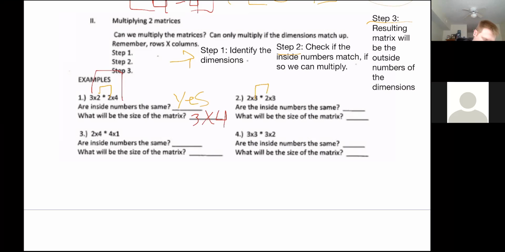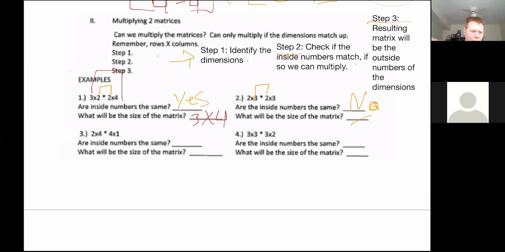But if your inside numbers don't match, so see how we have a 3 and a 2 in the second problem? Since they don't match, you don't have to worry about what the size of your matrix will be because there wouldn't be a matrix. You can't multiply a matrix with 2 rows and 3 columns by a matrix with 2 rows and 3 columns. Once we actually do the multiplication today, if you try to do this, you would realize as you're going through it that something's off. But it can save some time if you just check it quick.